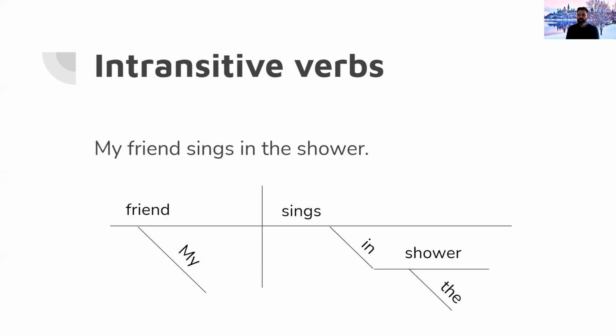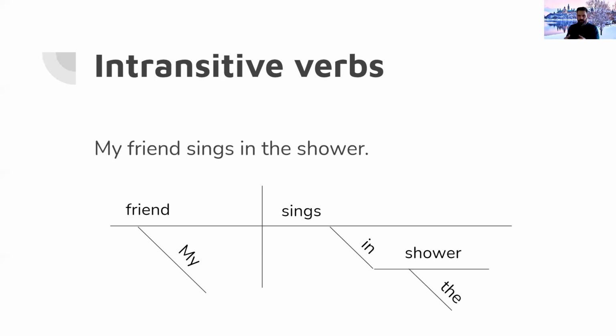Here's another one. My friend sings in the shower. Now we've gone back to our one about the friend, but we're adding a different kind of adverbial phrase. This is telling us where the friend is singing, okay? And so this adverbial phrase about where is actually using a prepositional phrase to get at it. So in, and we put in on a slant, okay? Prepositions will go on a slant coming off of the part of the main sentence that they're describing. Okay, and the in the shower is describing where the singing happens.